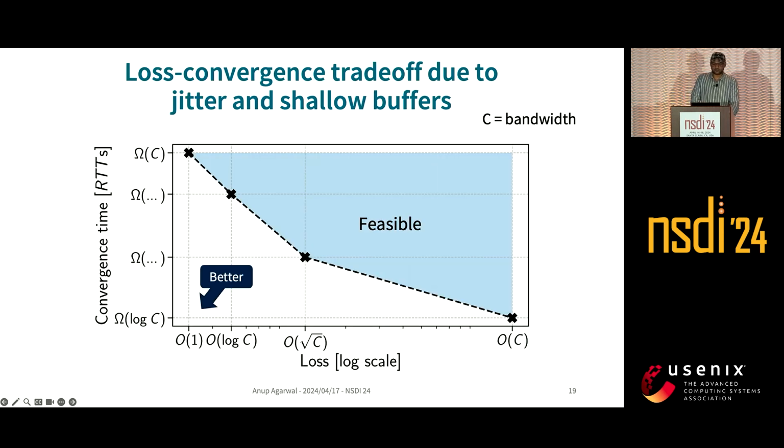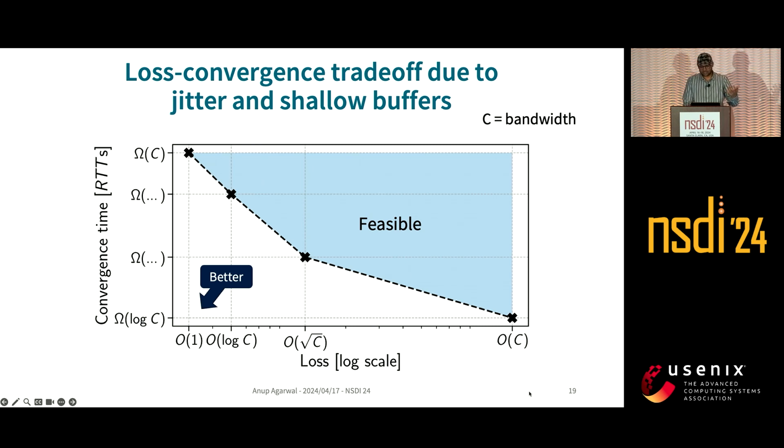So specifically, we found a trade-off between the amount of packet loss and the time to converge to the bandwidth of the network when the network has jitter or non-congestive delays and short or shallow buffers. The trade-off looks something like this. The more loss a CCA is willing to tolerate, the faster it can converge to the bandwidth of the network.